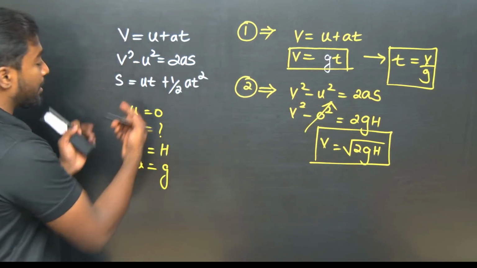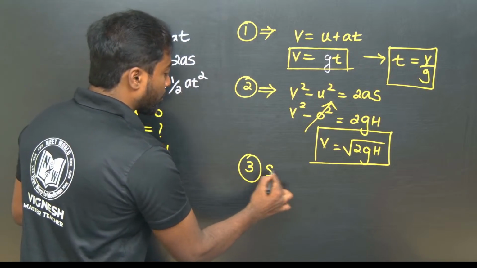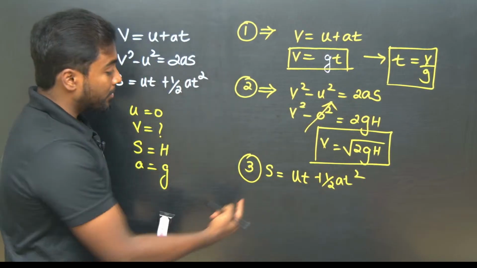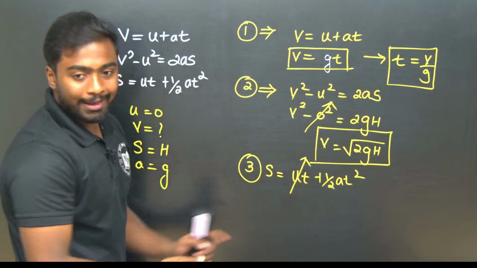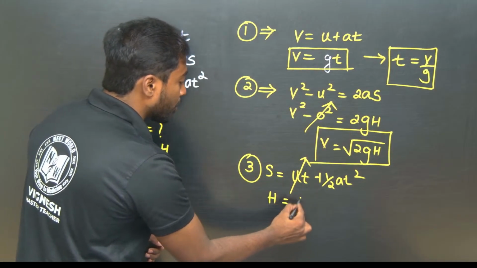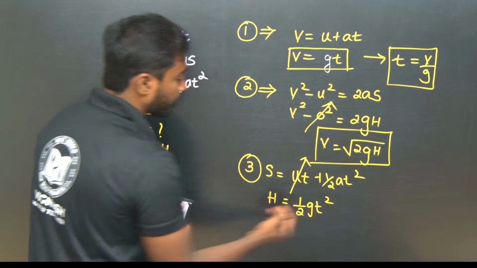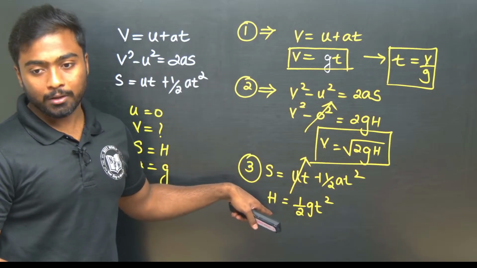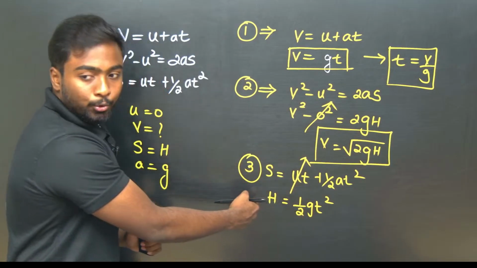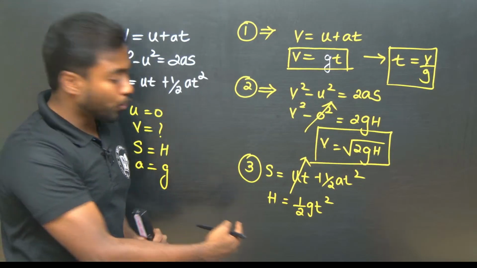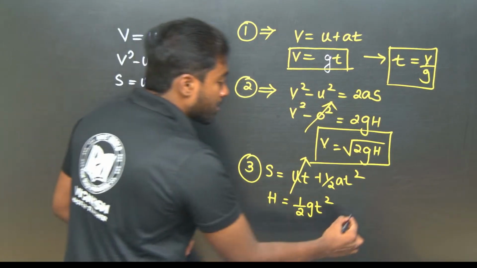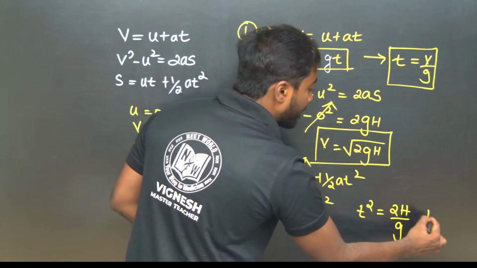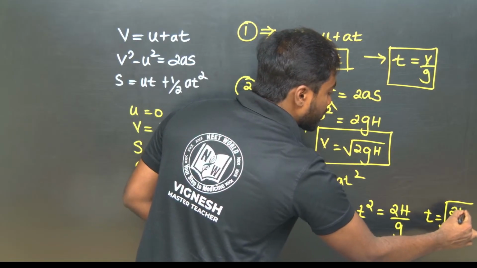What about the third equation? s is equals to ut plus half at square. u is 0, I can neglect this. So h is equals to 1 by 2 g t square. So I can write t in terms of h now. I can take this 2 to the other side of the equation, and g to the other side. So t square should be equals to 2h by g, where t will be equals to under root of 2h by g.